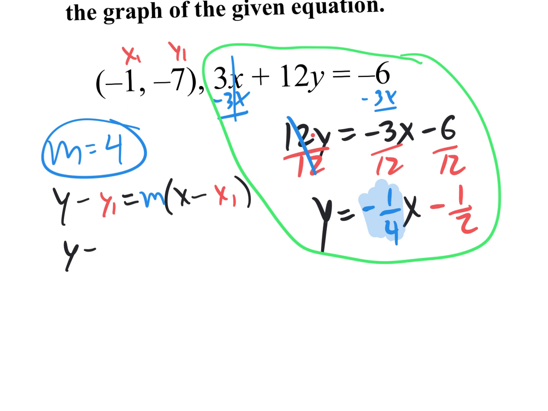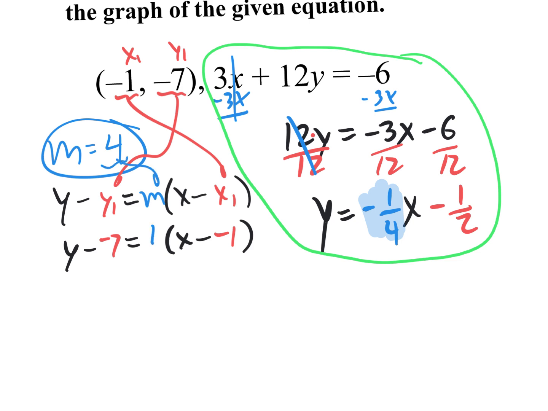And of course, when you use point-slope form, I would rewrite it with blank spots. Then you plug in your y1 right in there, which is a -7. Plug in your x1 right in there, which is a -1. And plug in your m value of 4 right in there. And that's your point-slope form equation. Change minus minus to plus plus. And if they asked for point-slope form, that would be your answer.